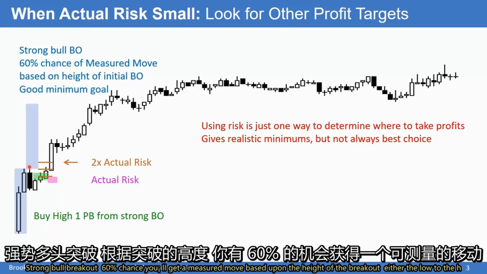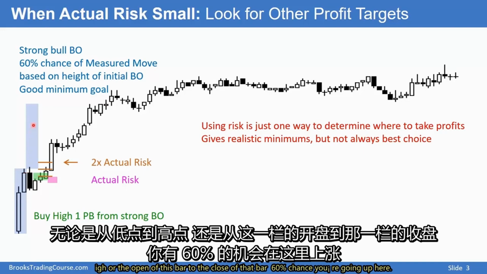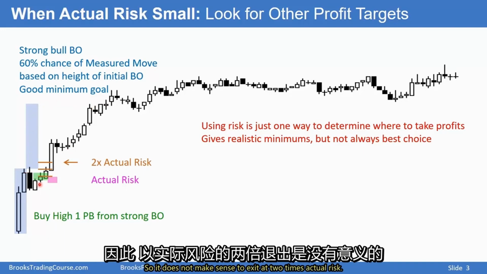Strong bull breakout, 60% chance you'll get a measured move based upon the height of the breakout, either the low to the high or the open of this bar to the close of that bar. 60% chance you're going up here. So it does not make sense to exit at 2 times actual risk.